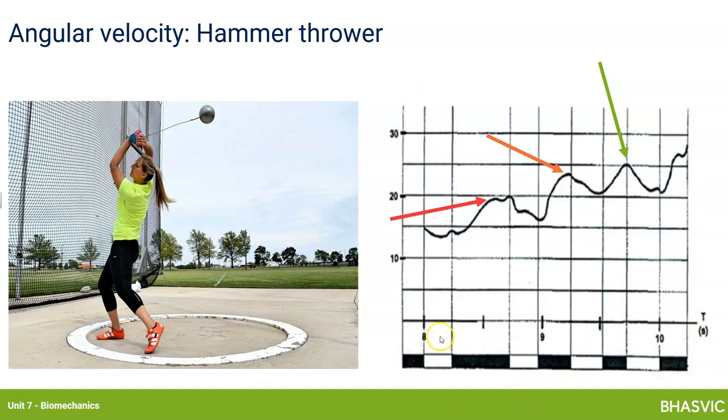So time is across the bottom in seconds. And here we've got the angular velocity at the peak of the first rotation, and it's about 19 rads per second. So the velocity is slower than the second rotation, which is probably about 23 rads per second. And then the final rotation peaks at about 25. So they're going slower, faster, fastest, and then they release the hammer.